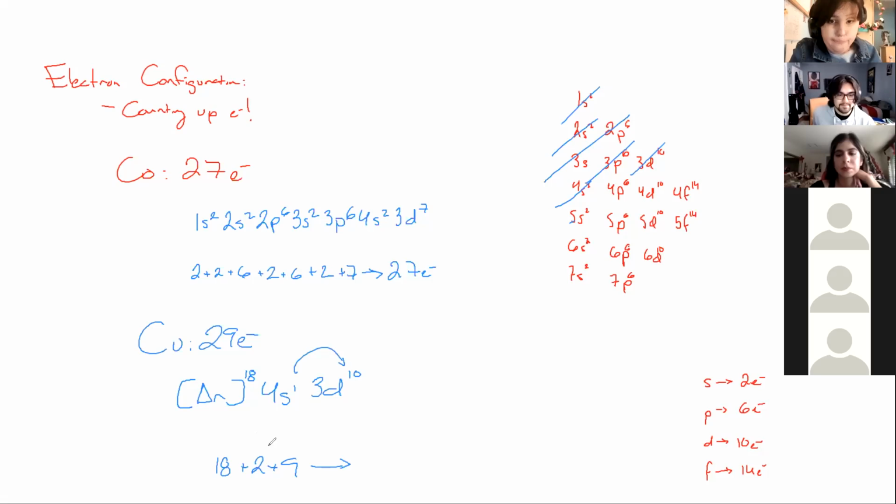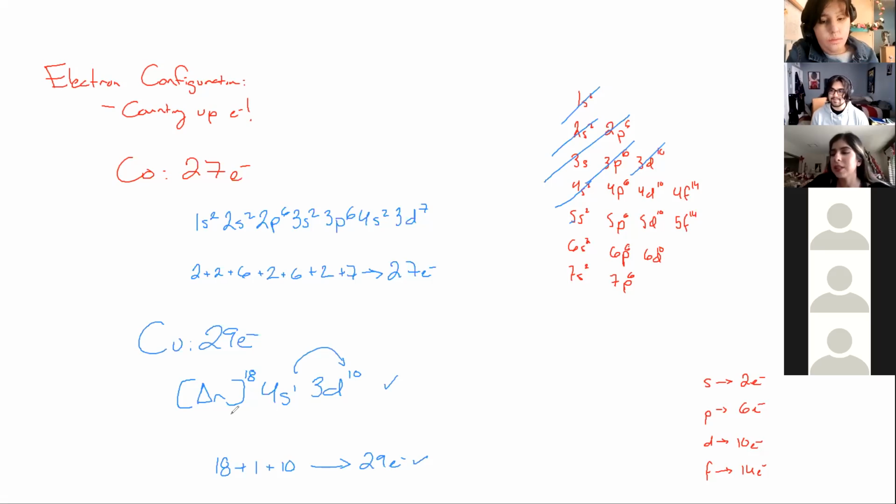And then 4s1, right? Yes, it'd be 3d10 4s1. We still get 29 electrons at the end. You still get 29 electrons. So that's how we know we have the correct amount of electrons, and we made sure that the exception was identified.